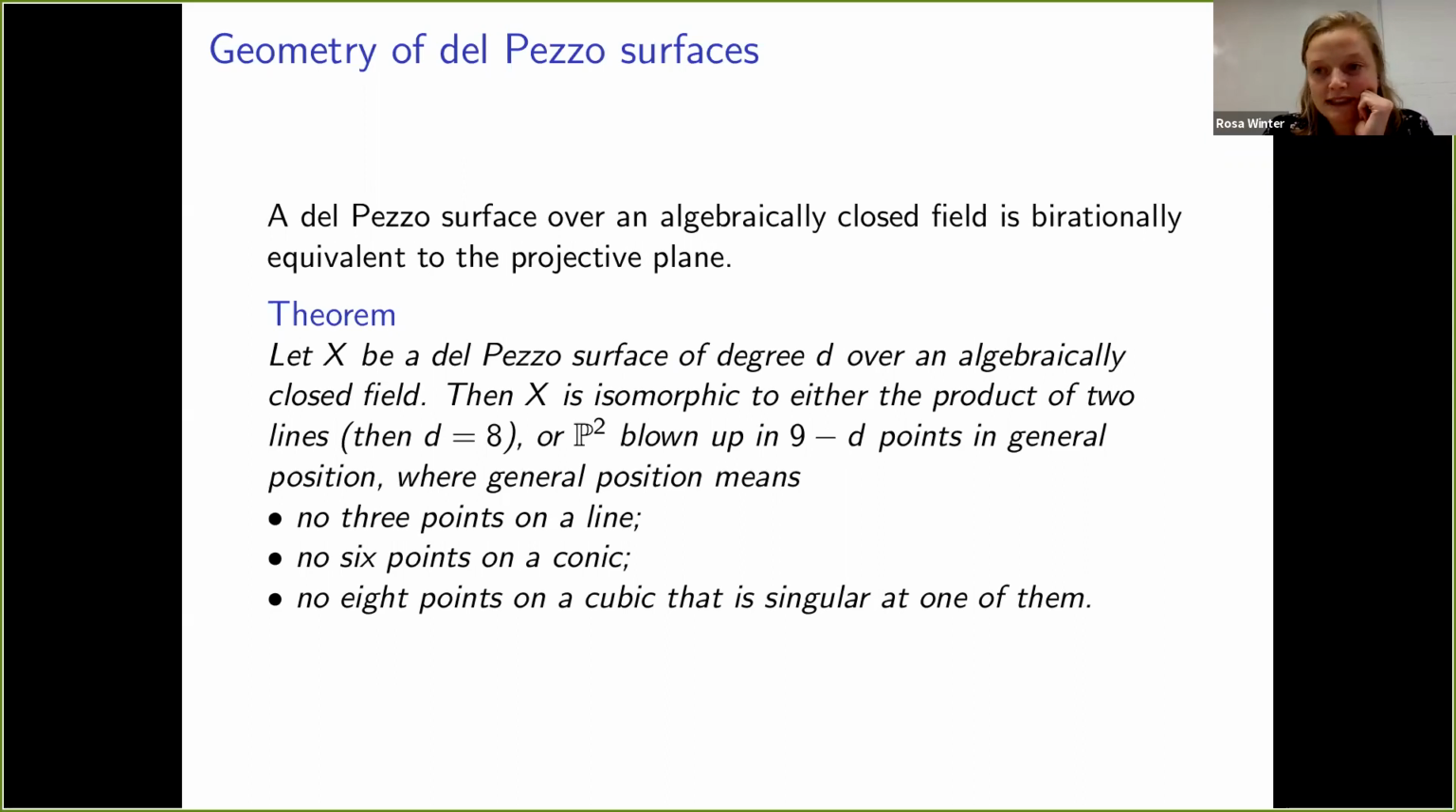So then it's just P1 times P1, or it is the projective plane blown up in 9 minus D points in general position. General position means no 3 points are on a line, no 6 points are on a conic, and no 8 points are on a cubic that is singular at one of them. So yeah, the del Pezzo surfaces over algebraically closed fields are basically blow-ups of the projective plane, except for this one case of degree 8, where it can be either a blow-up or P1 times P1.